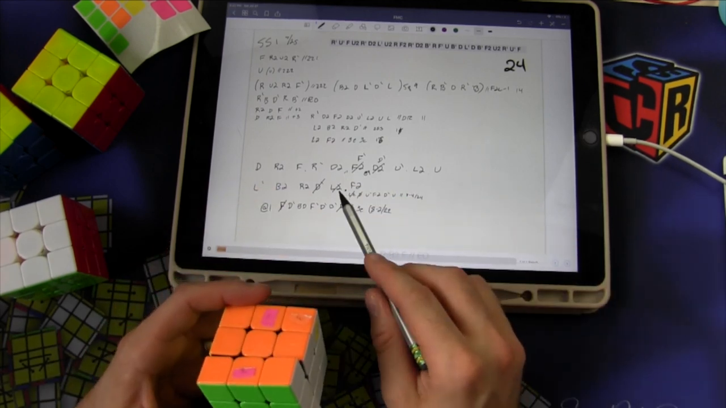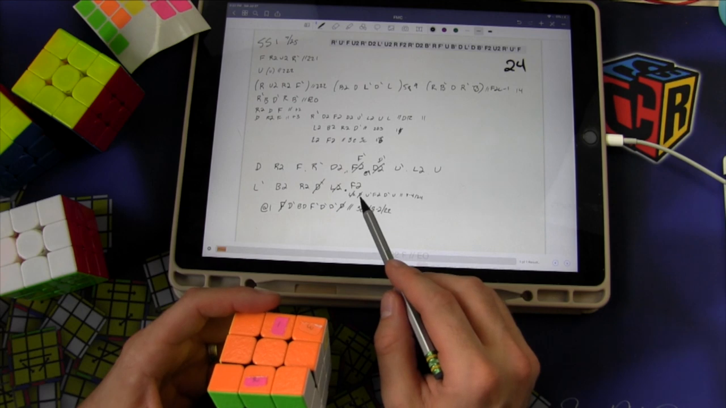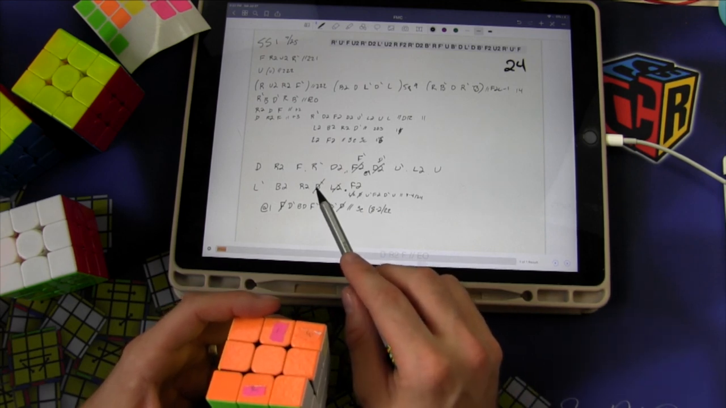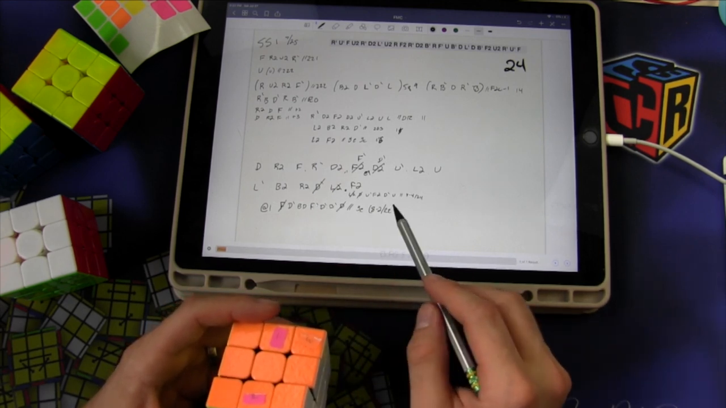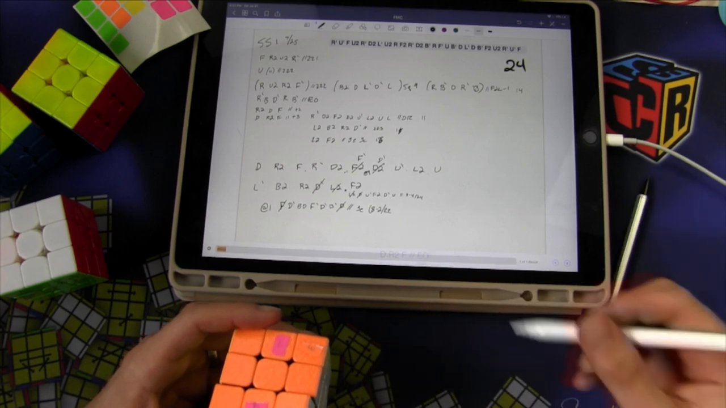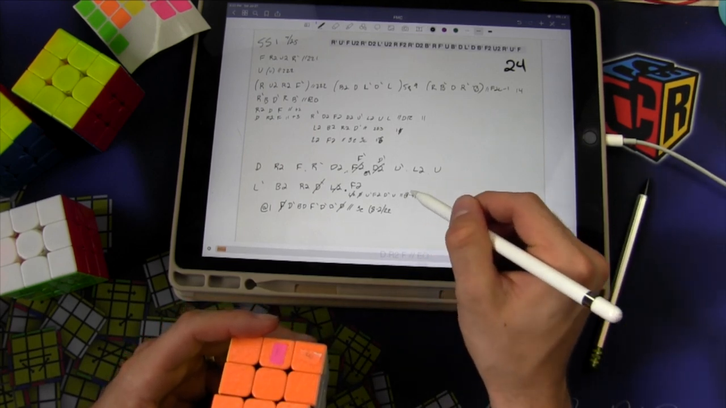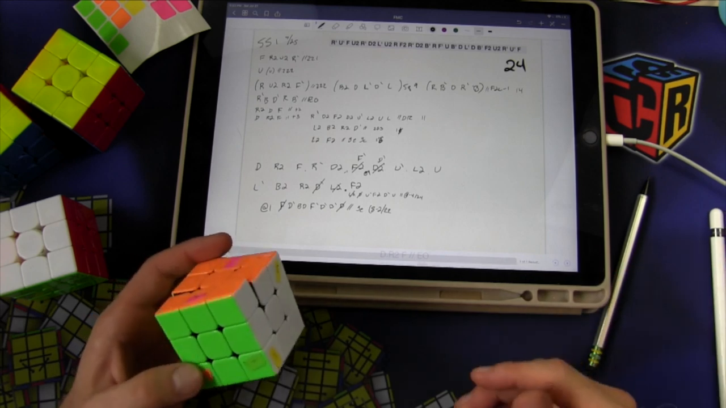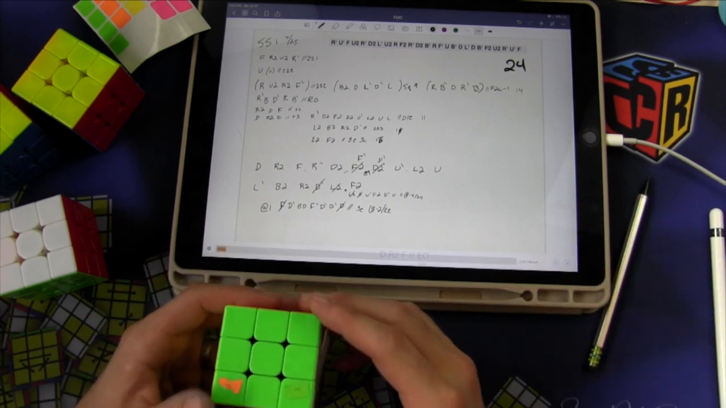The first move was an L2, which canceled out that L2. The second move was a D, which canceled out that D prime. And so I added six moves, although I wrote eight. Let's fix that. There we go. And canceled four at the same time. So I only added two moves to solve the edges.